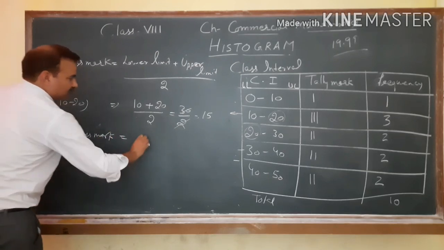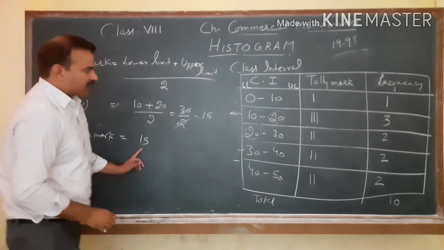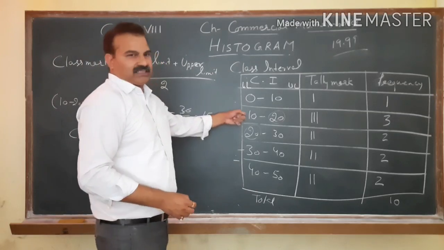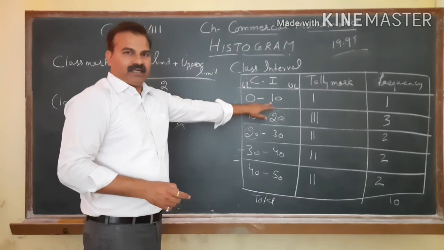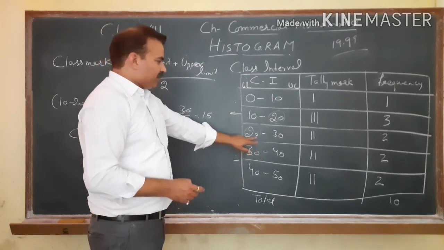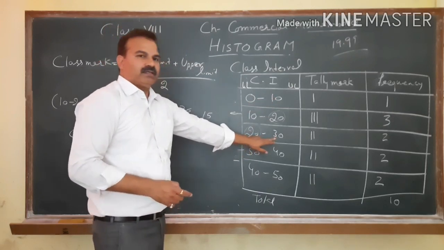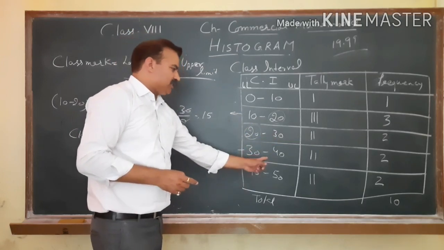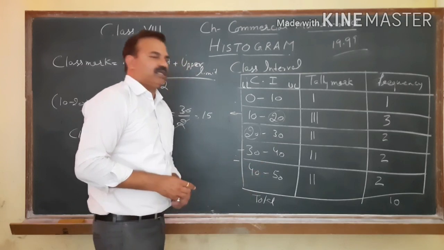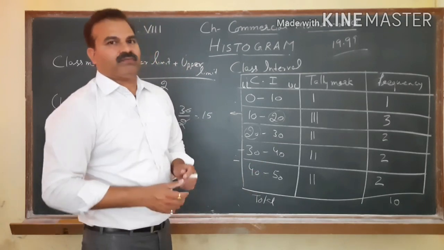Class mark is 15 for this particular class interval. For this it will be 5: 0 plus 10 is 10, 10 divided by 2 is 5. Similarly for this, 20 plus 30 is 50, 50 divided by 2 is 25. So for this, similarly, it will come 35, and for this it will come 45.